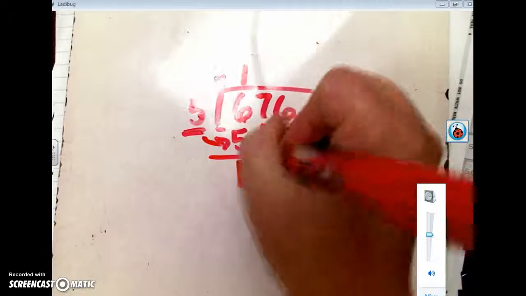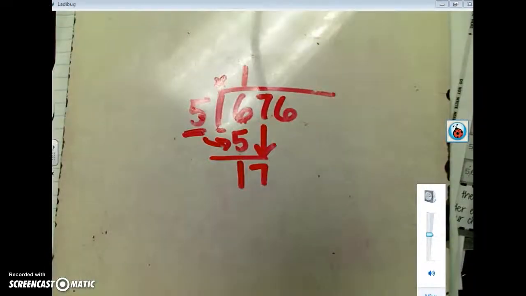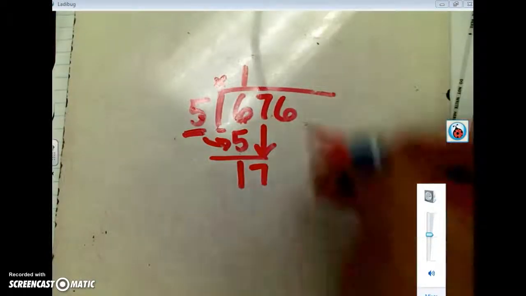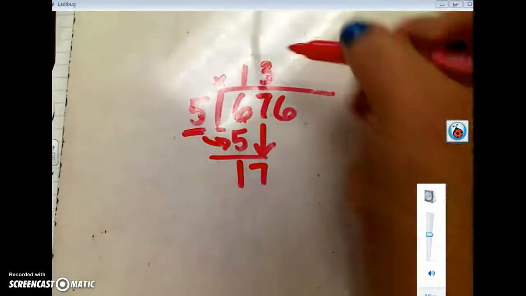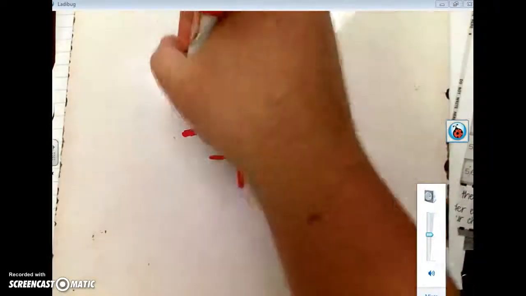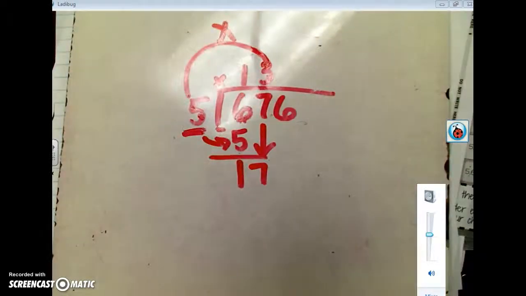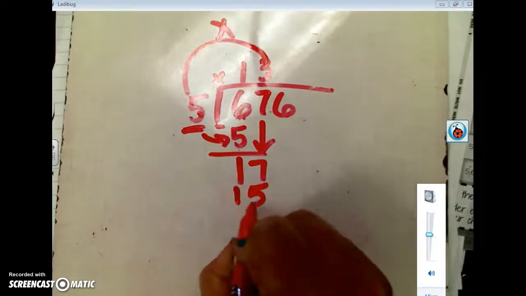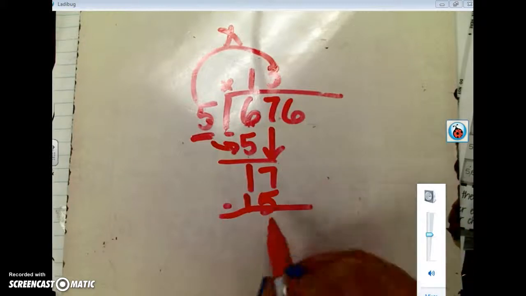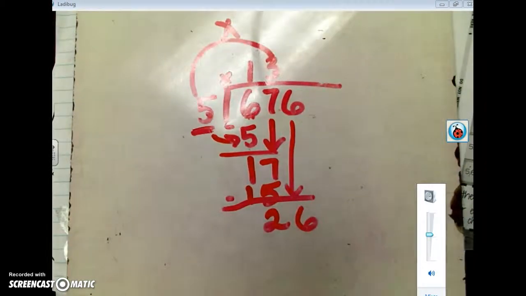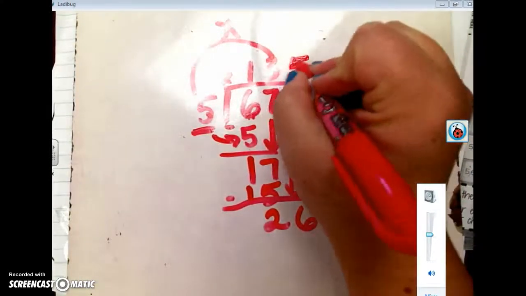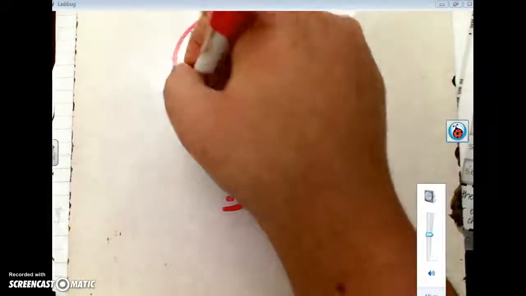Bring down. How many times does 5 go into 17? Put my 3 directly above my 7 because that's the number I took down. Again, I multiply around. 3 times 5 is? Subtract. 7 minus 5 is? Bring down my 6. How many times does 5 go into 26? 5 times. 5 times 5 is? 25.